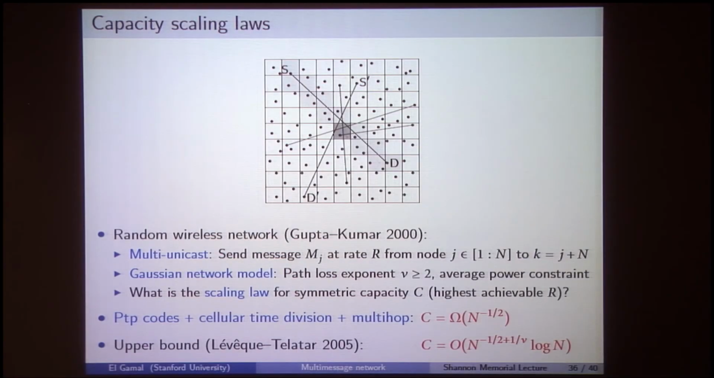And we have an upper bound, which is n to the 1 minus 1/2 plus 1 over nu, where nu is the path loss exponent, which is bigger than 2, log n. So there is a gap between the lower bound and the upper bound.